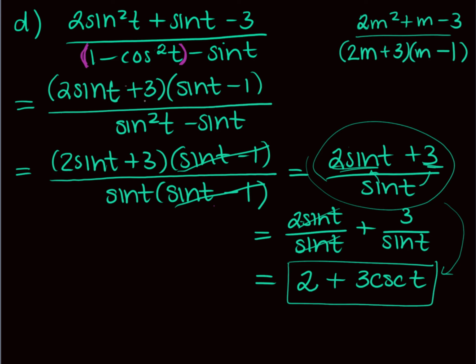Let's do one more. I really like doing these. All right, so number 5. Okay, so we have cosine of x all over 1 plus sine of x, okay, plus tangent.